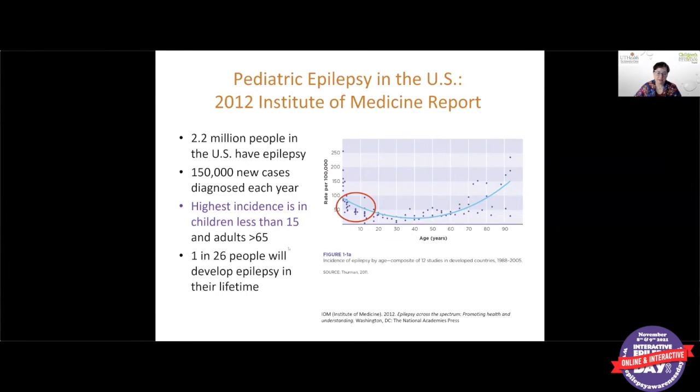And it turns out that about 1 in 26 people are going to develop epilepsy in their lifetime. So that's a very common problem. And I think there's a lot of times where people just don't realize how common epilepsy really is. So the highest incidence of epilepsy occurs in children who are less than 15 years old and adults over 65 years old.